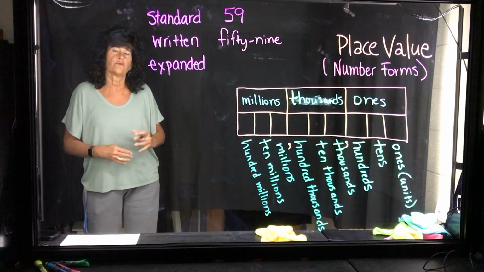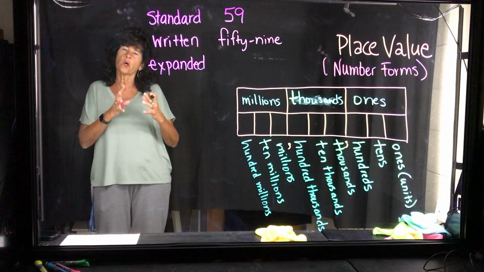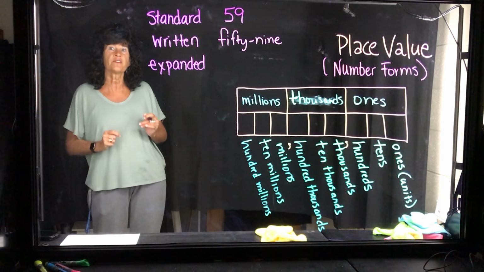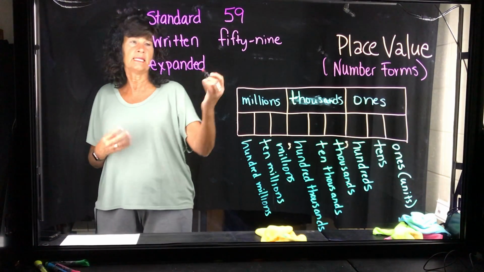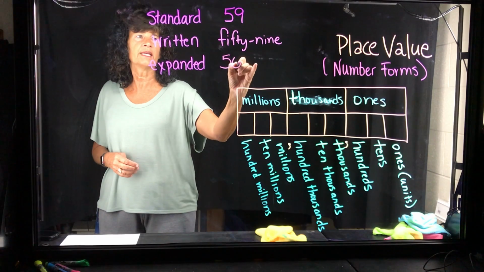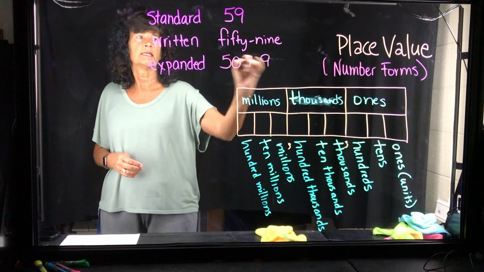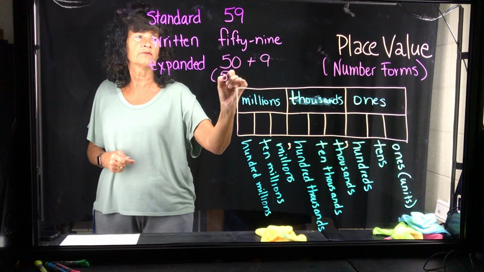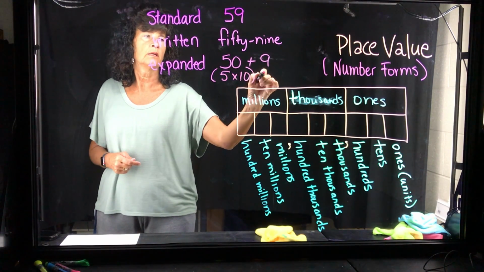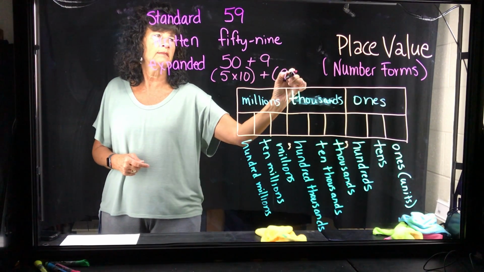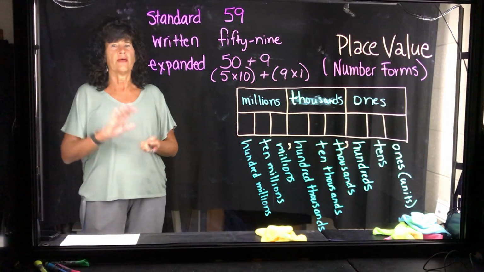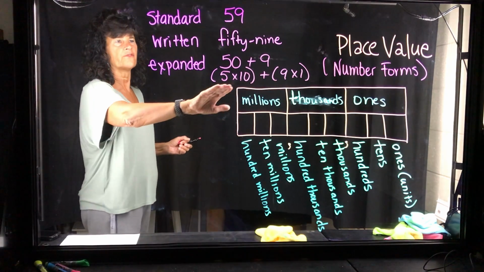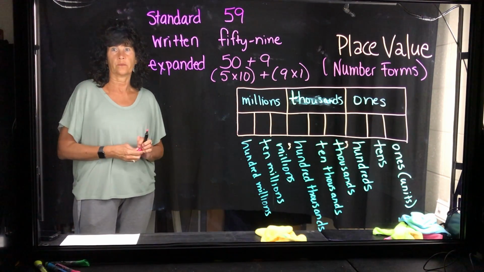An expanded form is when I write the number and I show the value of each digit in that number. So for the number 59, I would say in the expanded form, that's the same thing as 50 plus 9. All right? Or I could also say that's the same thing as 5 times 10 plus 9 times 1. Right? And that's just showing me that I know the 9 is in the ones place and the 5 is in the tens place. Okay?